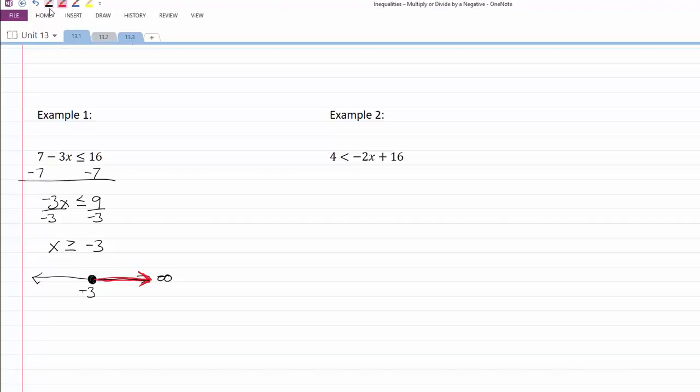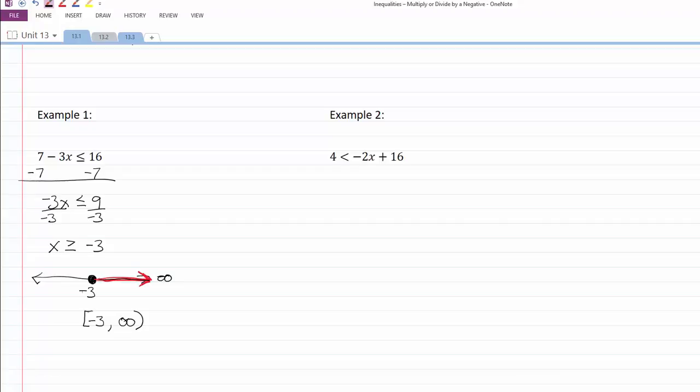So there's my graph. Now, to do my interval notation, I'm going to write down my negative 3 and infinity. My negative 3 has a closed dot, so that means I'm going to use my bracket because of the equal sign. Infinity always gets a parenthesis. So my interval looks like bracket, negative 3, comma, infinity, parenthesis.